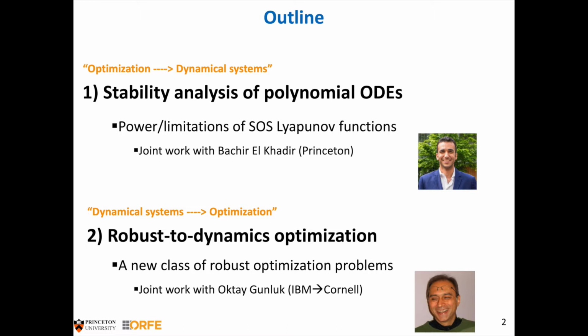The second part, which is almost completely independent, so if you don't follow all the details here, you can start fresh in the second part. Sort of the opposite, it is about bringing some ideas from dynamical systems to optimization. In particular, I'll talk about the new class of optimization problems we call robust to dynamics optimization.